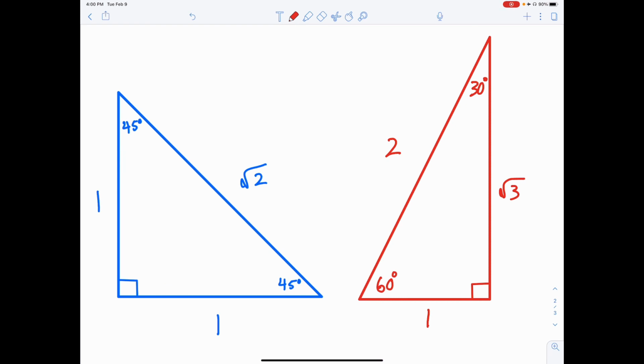I hope this video has helped you clarify on how to match special triangles with their respective ratios.